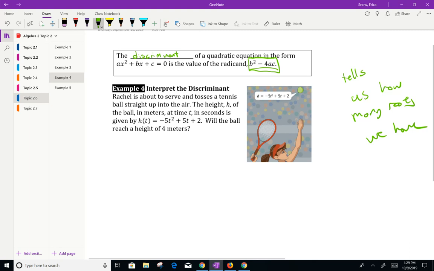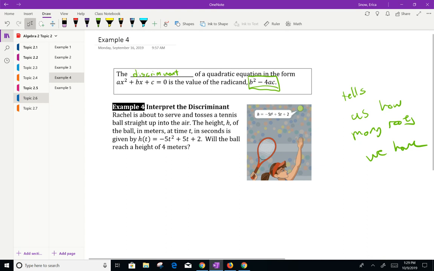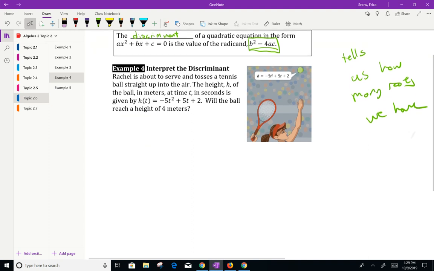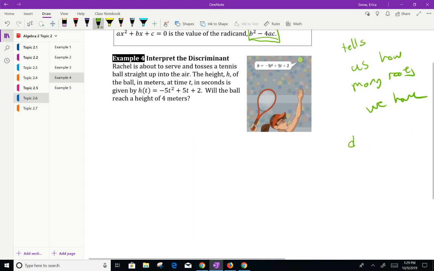So if we interpret the discriminant, we need to know what happens when it's positive, negative, and 0. If the discriminant is positive, there are 2 roots, meaning there are 2 places where the graph will touch the axis, 2 real roots.